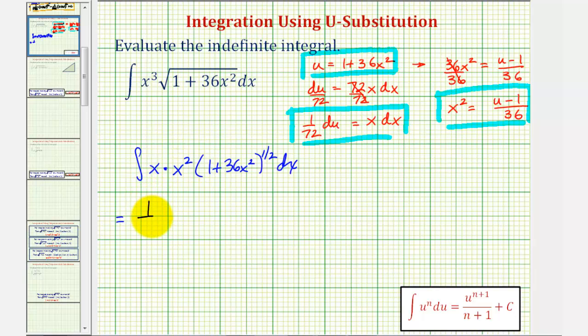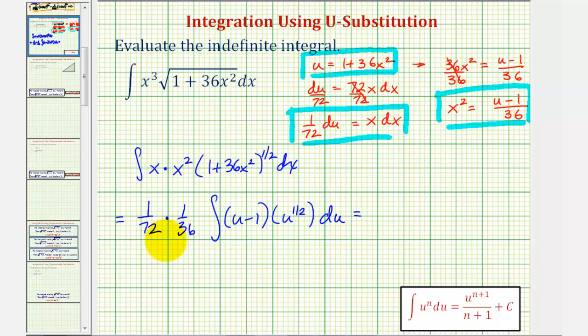Let's factor out the 1 over 72. We have the integral, and then we have du. And then x squared, again, is equal to the quantity u minus 1 divided by 36. Let's factor out the 1/36th, so we can have 1/36 times the quantity u minus 1. And then we have the quantity 1 plus 36x squared, which is equal to u raised to the 1/2 power. Now let's go ahead and distribute.